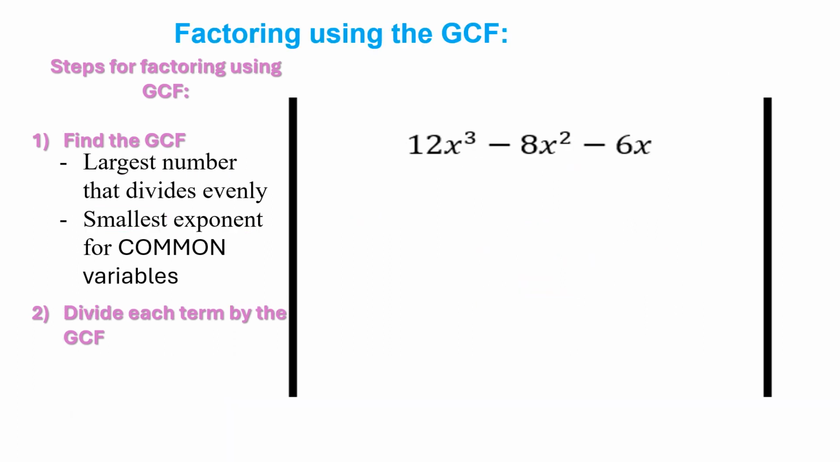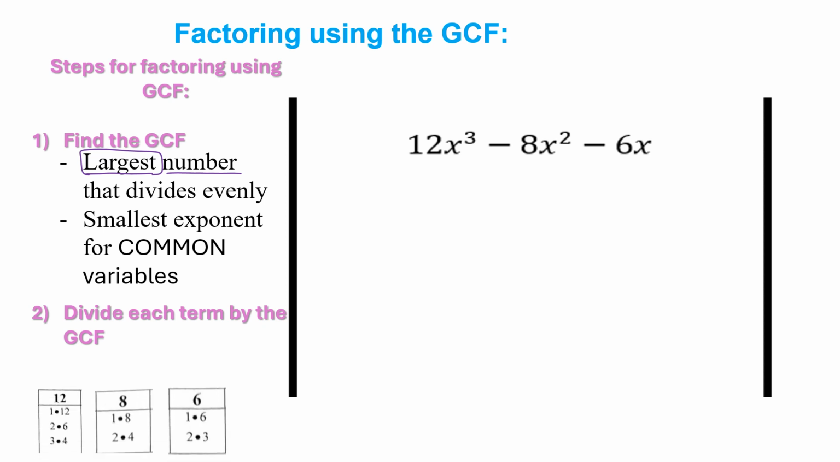Okay, taking a look at a second problem here. I have 12x cubed minus 8x squared minus 6x. So again, I'm going to find the largest number that those coefficients have in common first. So taking a look at 12, 8, and 6, they have 1 in common, they have 2 in common, and they do not all have 3, 4, 6, 8, or 12. So those are the only 2 numbers that they have in common. So that greatest common factor that they have is 2.